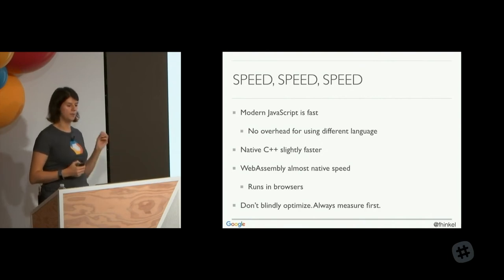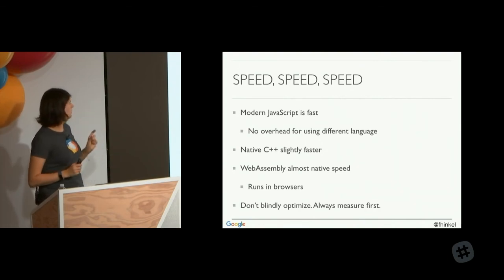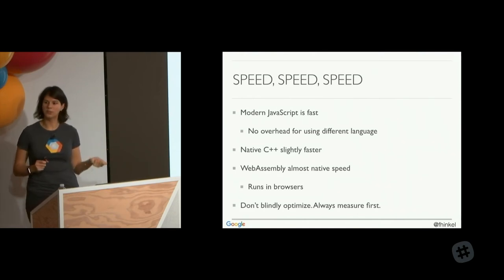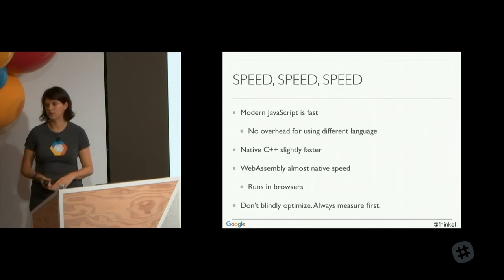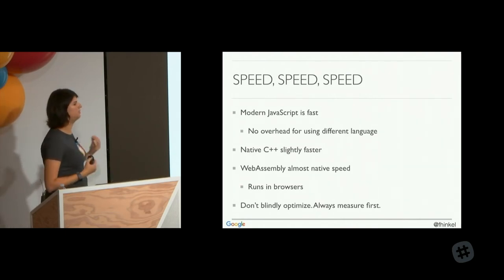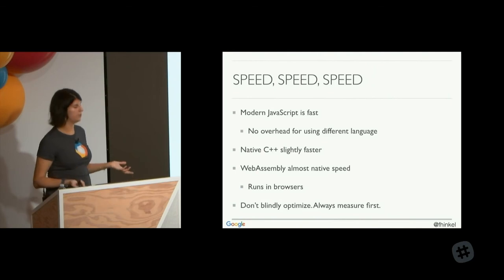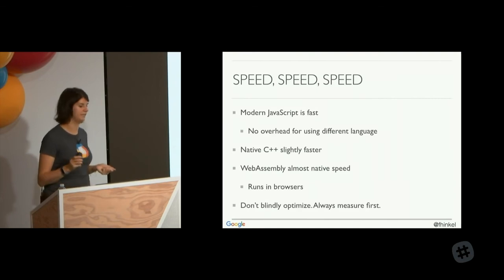But if you do fall into this small group of applications where your runtime performance is really, really important, then as long as it's Node or Electron and not in a browser, you can opt for native add-ons and just write it in C++. And if you do need something really fast in a browser, try out WebAssembly. But before you do any of that, make sure you measure first and don't optimize blindly.